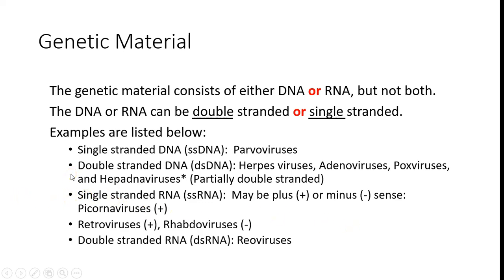Why? Because think about it. Humans have double-stranded DNA and single-stranded RNA. So if the virus has genetic material that's closely resembling the human genetic material, then it's going to be easier for it to take over the cell, get inside, obviously, and cause damage.